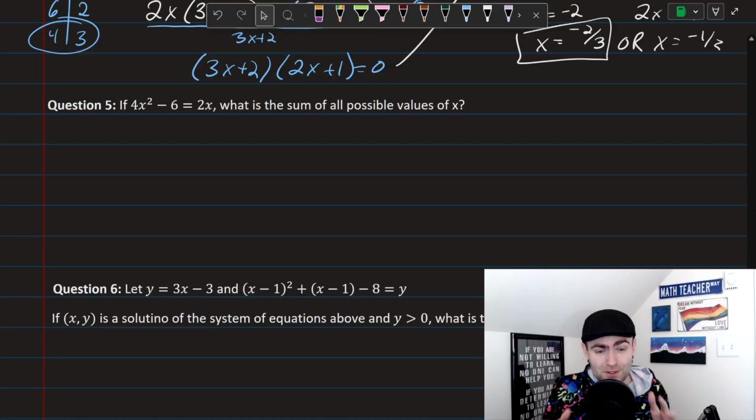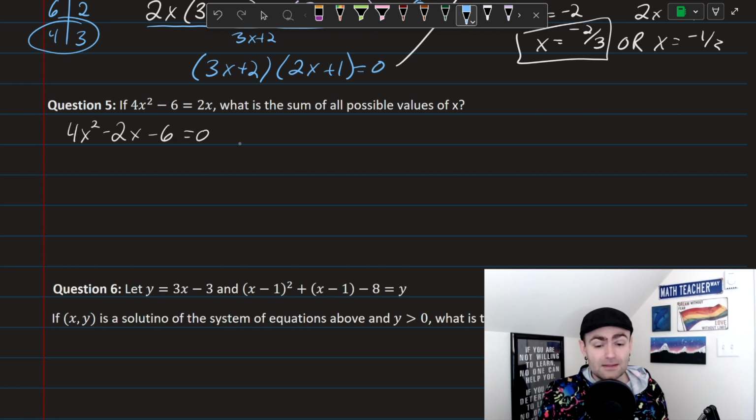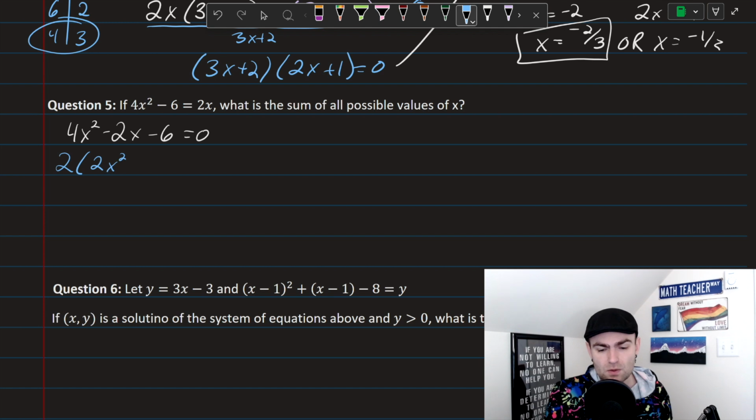So what if my equation is not equal to 0? Well, that means that I have to manipulate my equation so that one side does equal 0, so I can use that nice zero product property. So I'm going to subtract 2x from both sides, giving me 4x squared minus 2x minus 6 is equal to 0. I can factor something out of all of these terms. There's a greatest common factor here, and that is 2. Factoring out that 2 gives me 2x squared minus x minus 3 is equal to 0.